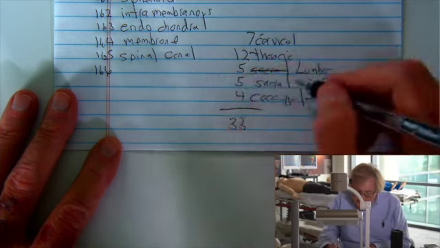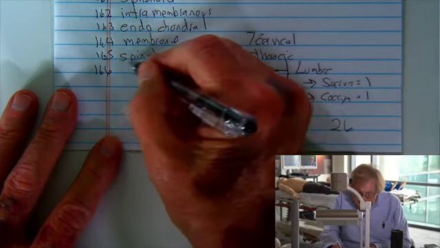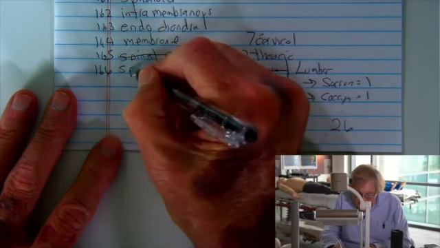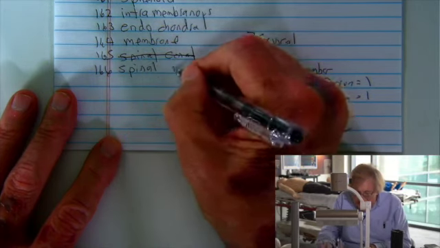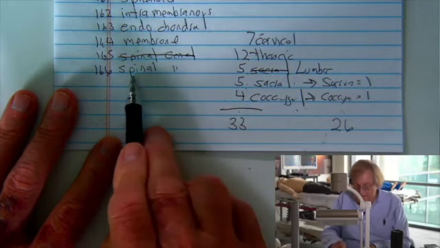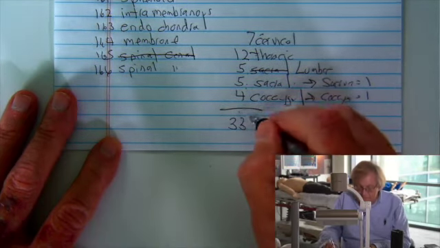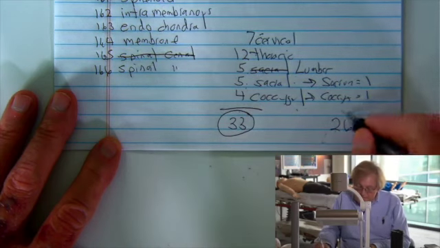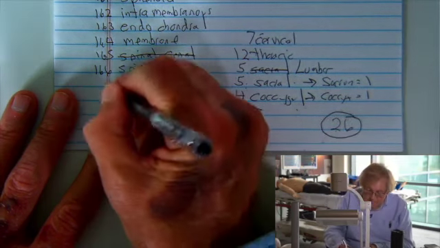165, so this is 165, this is here. So this is spinal canal, is down here, I'll fix that. 165 is spinal canal. 166 is spinal. 165 is 33 if they're unfused, 26 if they're fused.